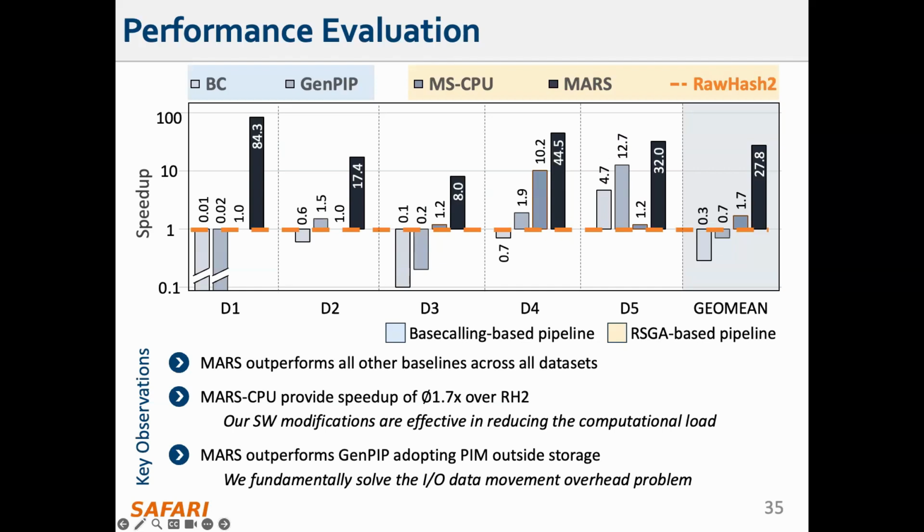And we also make 2 further observations. The first one is that our software modifications provide a speedup of 1.7x over the RowHash2 baseline. And we therefore show that the modifications are effective in reducing the computational load. And additionally, we also show by outperforming GenPIP, which adopts processing in memory outside the storage, that we are fundamentally able to solve the I/O data movement overheads that were still visible there.